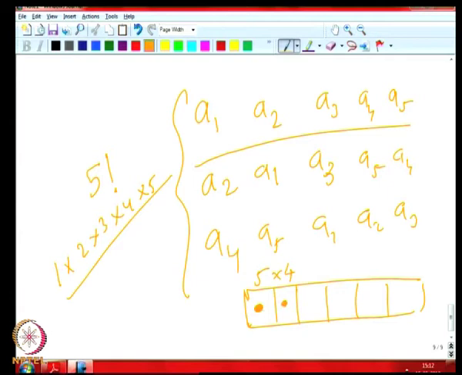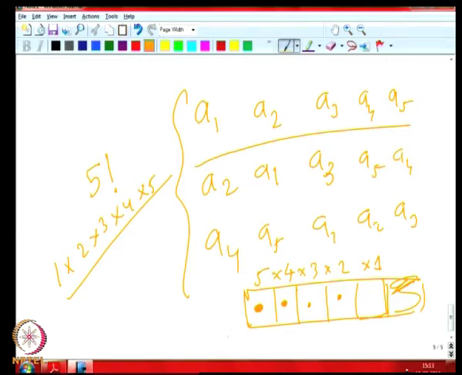And once you have filled these 2, there are only 3 choices left here, and then there are only 2 choices left here, and then there is only 1 choice left here, and so on, right. So, okay, I have used 3 only. 5 positions are required, right. So, that is why we have got 5 factorial.